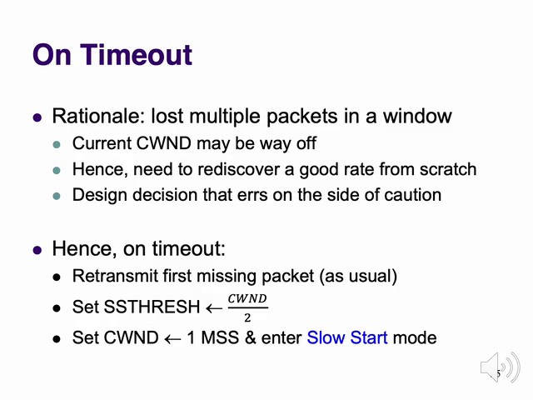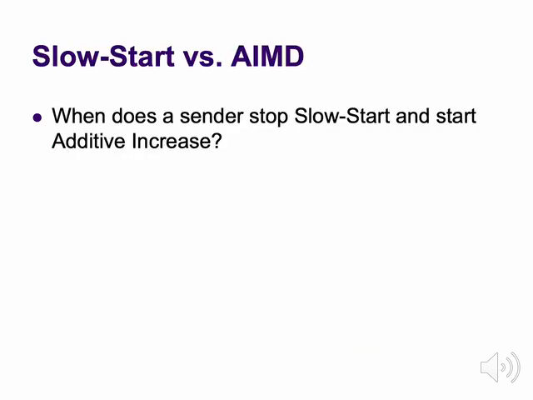It's then going to set CWND all the way down to 1 MSS. Right? So we're starting from scratch again. And it's going to enter slow start mode. Okay. So the sender is back at a place where it has 1 MSS and it's going through slow start, doubling its CWND every round trip time. And now this is where SSTHRESH comes into place, to ask yourself, when does a sender stop doing slow start and start doing additive increase again? And that is determined by this parameter SSTHRESH.